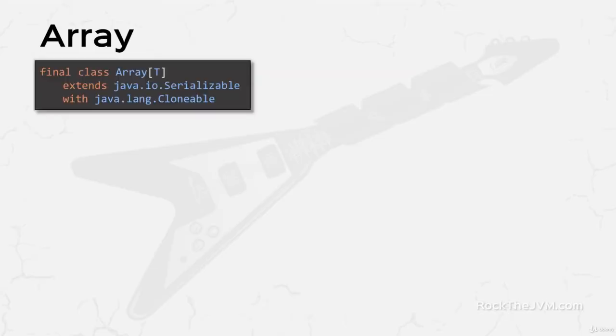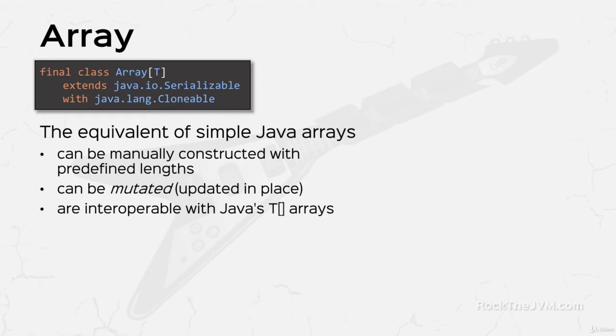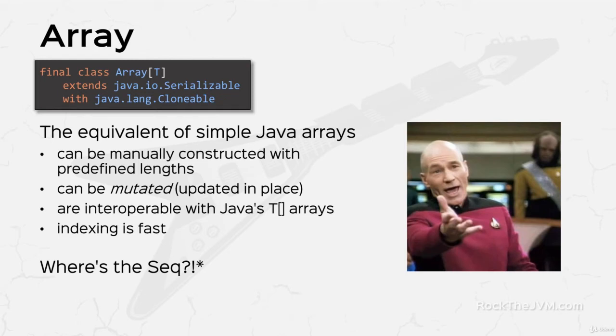So, still in the context of sequences, we have arrays, which are the equivalent of simple Java arrays. These can be constructed with predefined lengths. So if I say new Array of 3 elements, then that will allocate enough memory for 3 elements without actually needing me to give values to those 3 elements. Arrays can be mutated, that is, they are mutable, and they are completely interoperable with Java's native arrays. Indexing is fast in that you can access any element at any position in constant time. But we said that array is a sequence, but where the hell is the sequence in the definition of the array? Let's see that in practice.